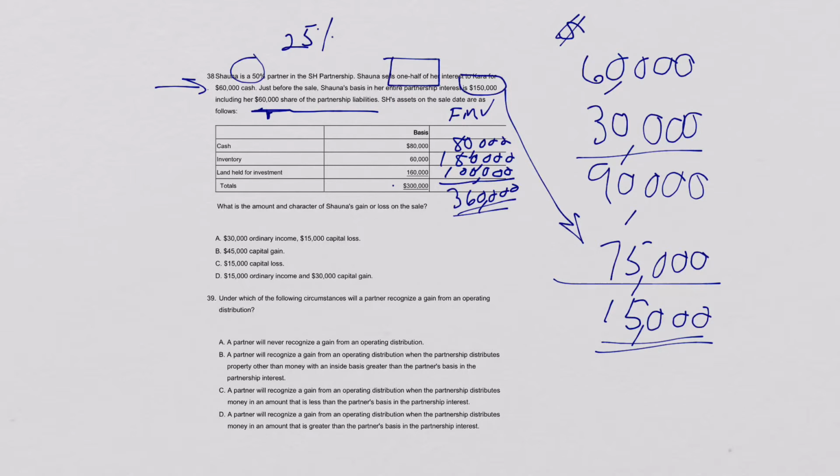But now we've got to figure out how to handle it for tax purposes, because we've got one of those hot assets. We'll color it with the hot asset color. We've got inventory. So on that note, it means we have to look and see what's her gain on the inventory, because we can't recognize less than her share of the gain on the inventory.